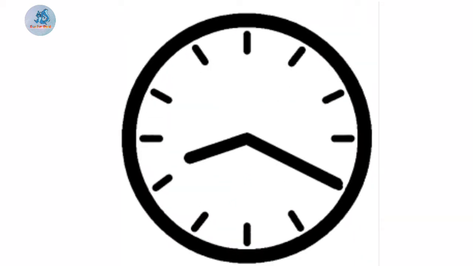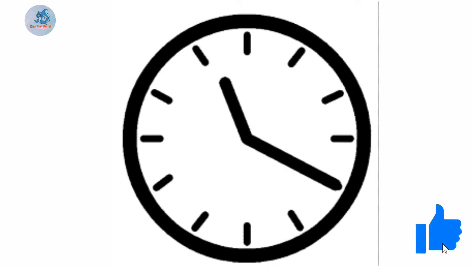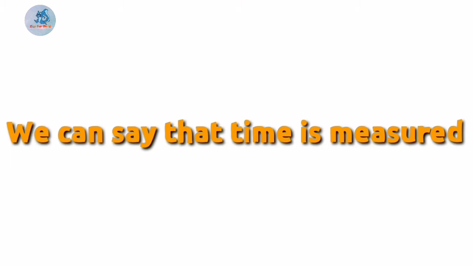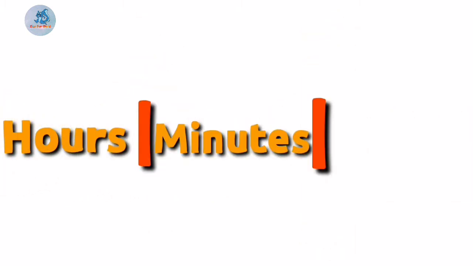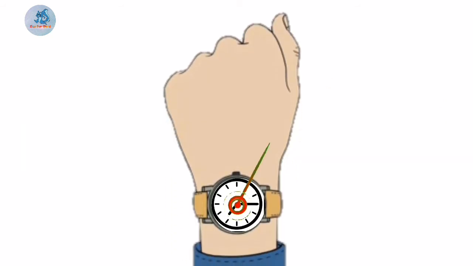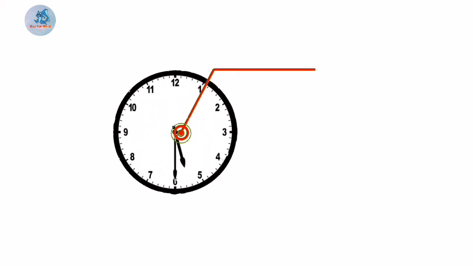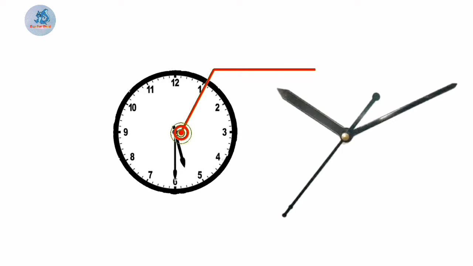Clocks are based on seconds, minutes, and hours. Time is used to measure or compare the duration of events or the intervals between them. We can say that time is measured in hours, minutes, and seconds. The face of the clock is called the dial, and the dial is marked with numbers from 1 to 12. The hands of the clock help us to read the time.